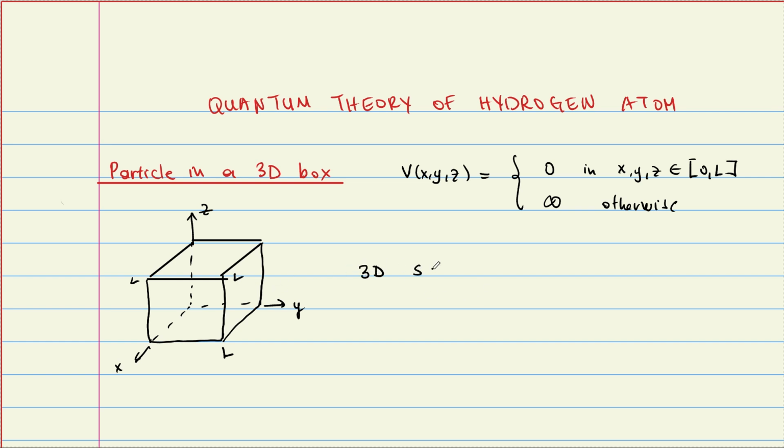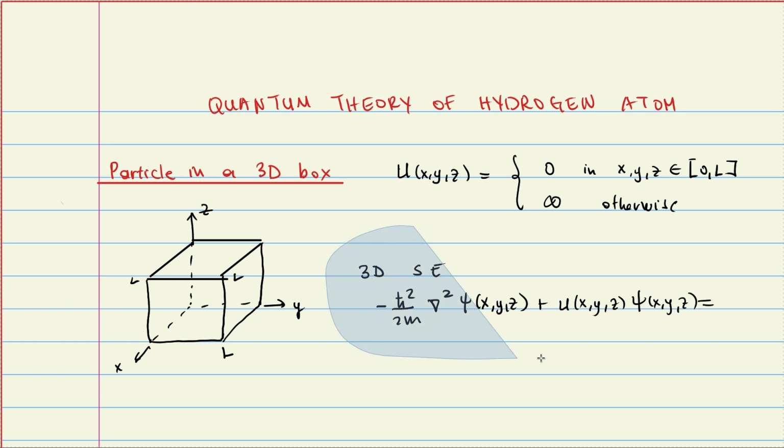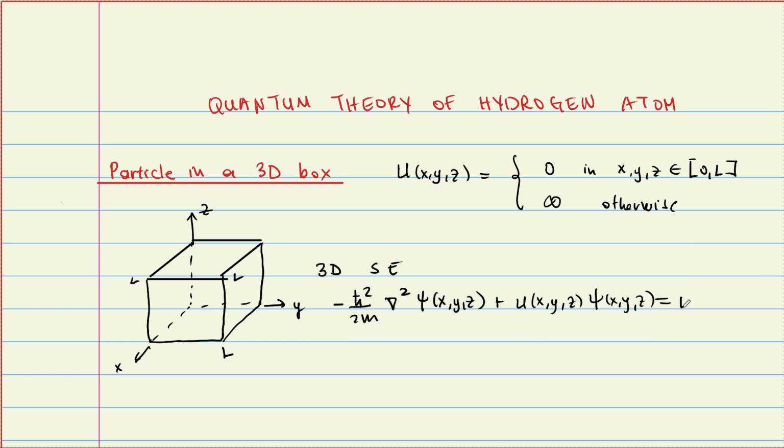The Schrodinger equation in this case is the 3D Schrodinger equation: minus h bar squared over 2m, and now, rather than del x, we are going to use this inverted triangle, the so-called Nabla operator, acting on psi, which is a function of x, y, and z, plus U of x, y, and z times psi of x, y, and z, is equal to E times psi of x, y, z. I used u in the past, so let me at least try to be consistent.